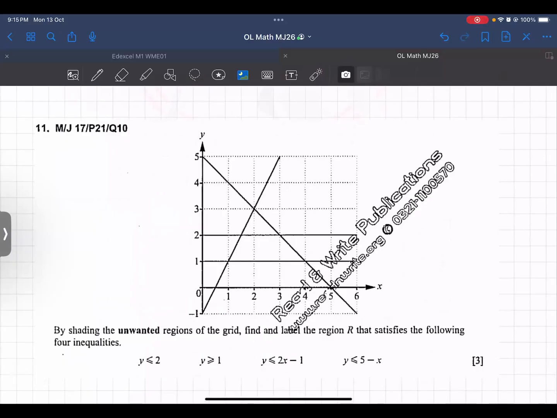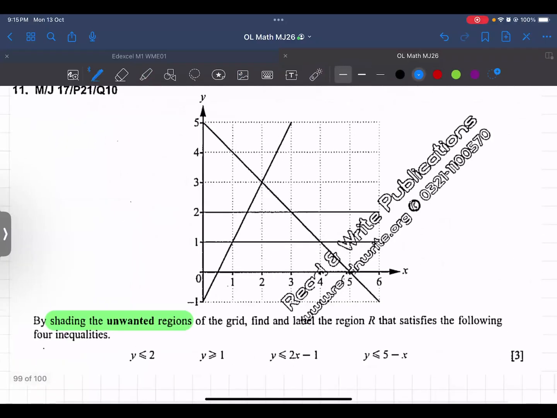By shading the unwanted region, first of all we have to identify what line is for which equation. So the two horizontal lines, this line is simple to find. This is y is equal to 2. This one would be y is equal to 1, because you can see it is horizontal and it is passing through the y value of 2.